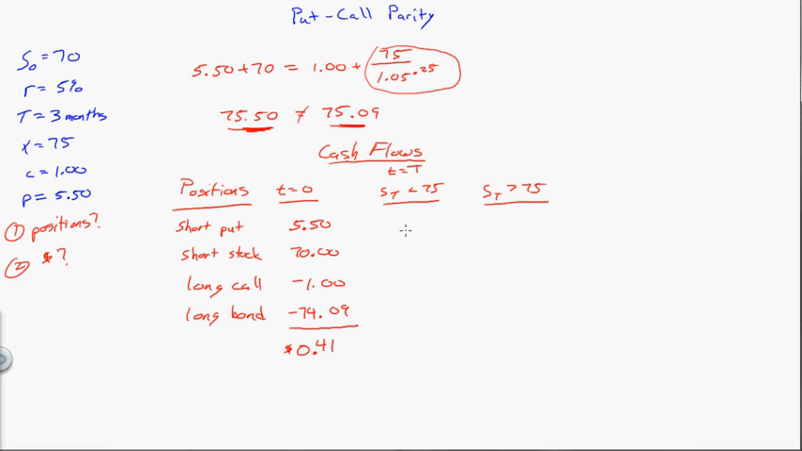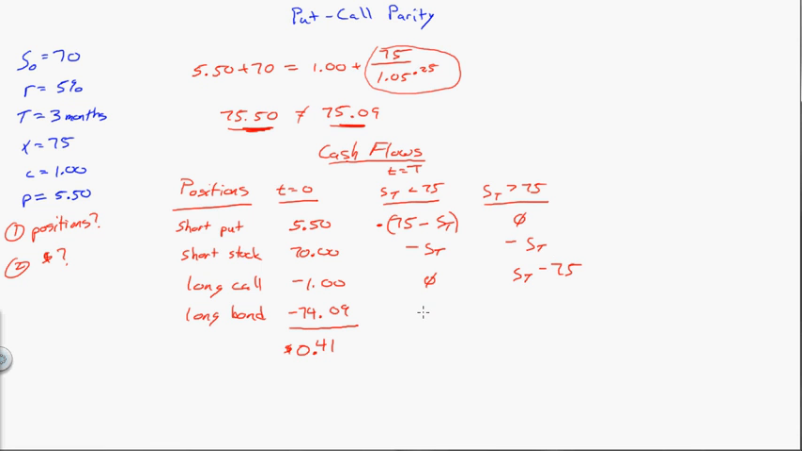So if I short the put, the put pays off 75 minus ST and 0. If I'm short, so it's negative. Short the stock means I have to sell the stock back regardless of what the ending stock price is. I have to buy the stock back. The call payoff is ST minus X. Oops. So right here, if it's under 75, it is 0. Here it's going to be ST minus the strike price.